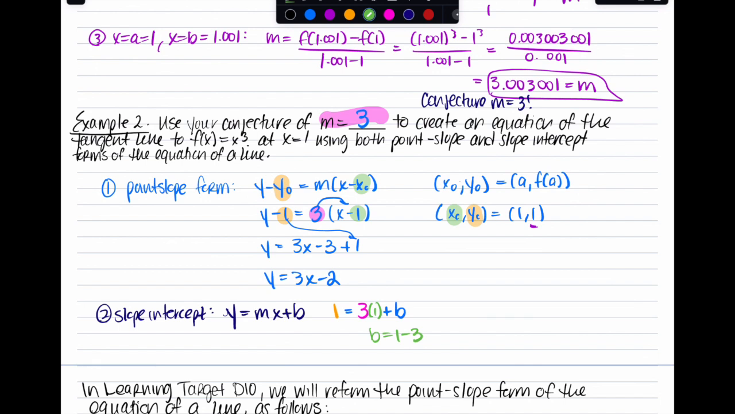Why is it negative? Oh yeah, it's negative. That's exactly what we wanted. I thought it was positive for a minute. My brain wasn't working. So this is the exact same equation in the exact same line, found in a different way. Y equals 3x minus 2.